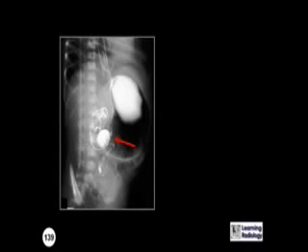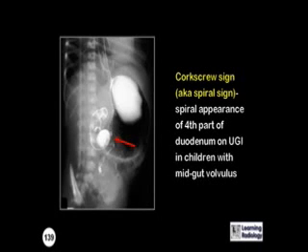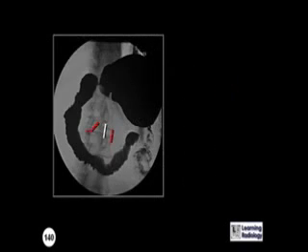What is the descriptive term for this appearance? This is the corkscrew sign, also known as the spiral sign, which is the spiral appearance of the fourth portion of the duodenum on an upper GI in children who have midgut volvulus.